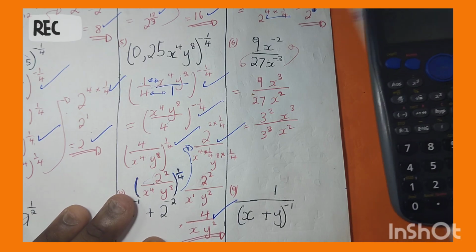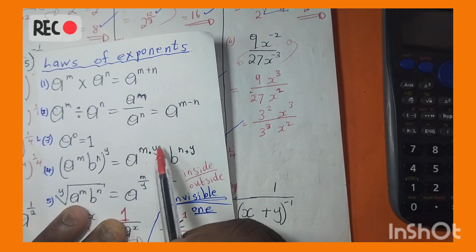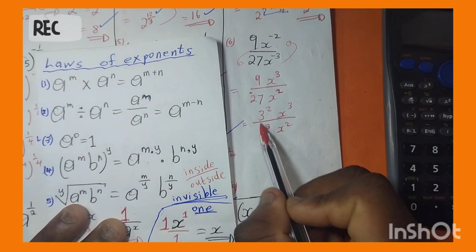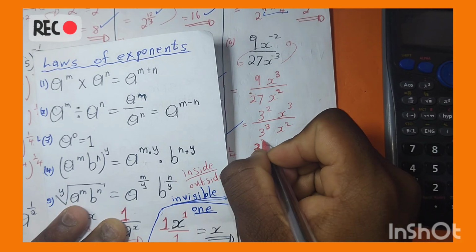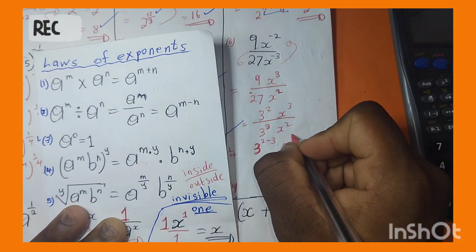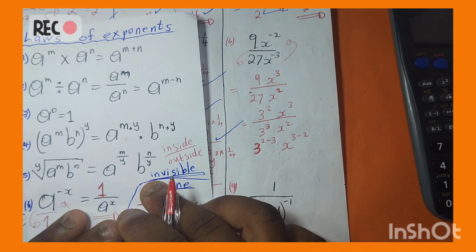Now you can apply this second law there. You can apply a second law. When you divide same base, you subtract the exponent. This one, they got the same base, I will subtract the exponent, meaning that it's 2 minus 3. Even here I'll say x, which is 3 minus 2. Do you see? So this is what, guys, will happen there.